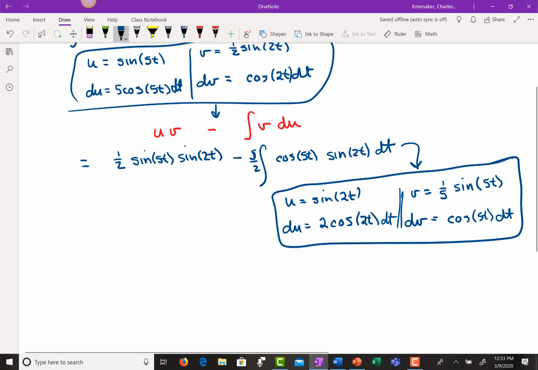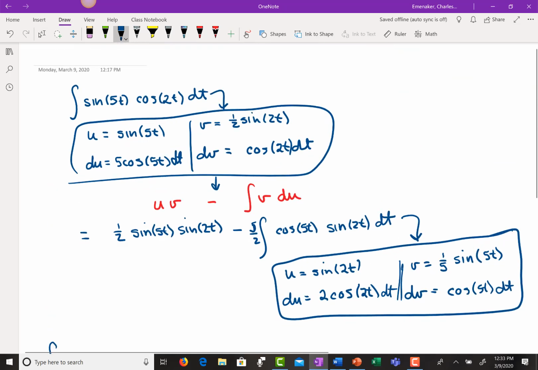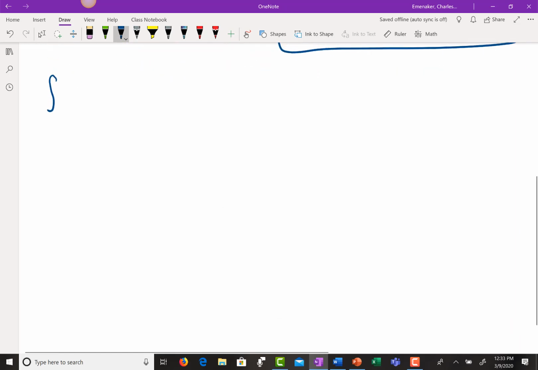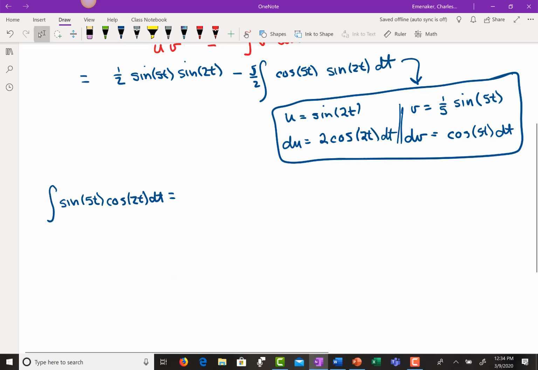So I'm going to take this integral, run it through there. Equals. Now remember, on the left-hand side, we still have that original integral. And I'm going to copy that down here so we don't lose track of that. We have this sine of 5t cosine of 2t dt equals, I'm going to bring down the part of the answer that we already have. It's going to be a 1/2 sine 5t sine 2t minus 5/2 times whatever we get from integration by parts.